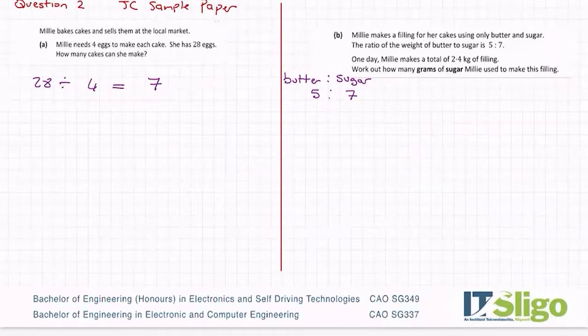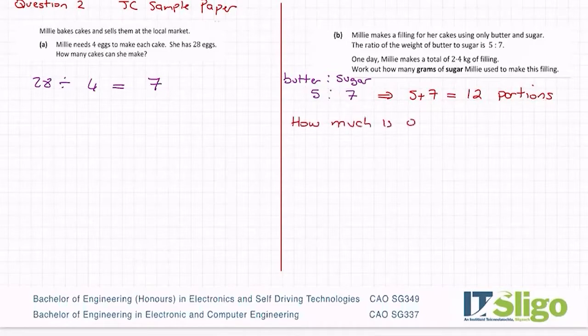Okay, how I tend to do these, and there's a few different ways of doing them, is I would add 5 and 7 there, so I get 12 portions. Okay, so into this mixture there is 12 portions of butter and sugar. Okay, and then I ask the question, how much is 1 portion?